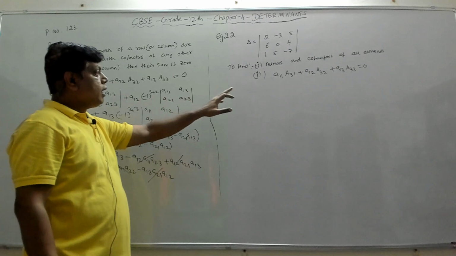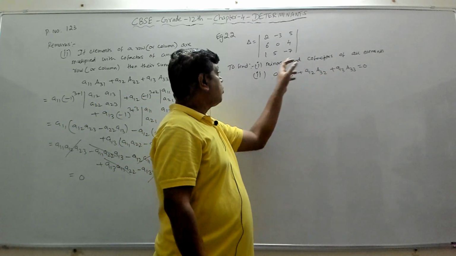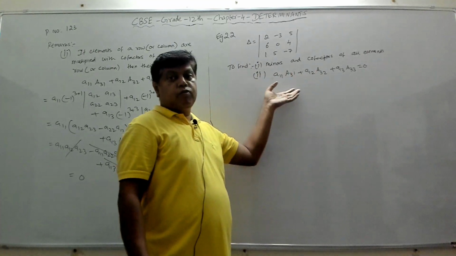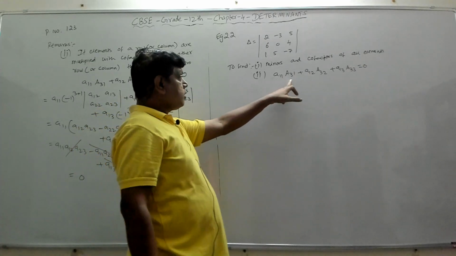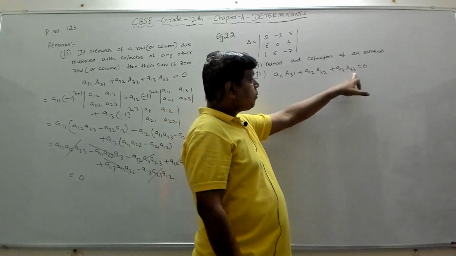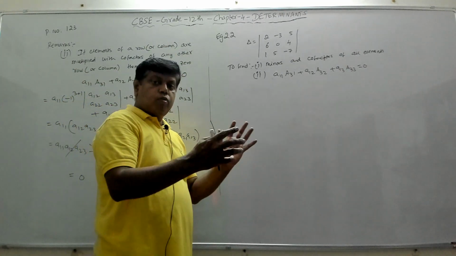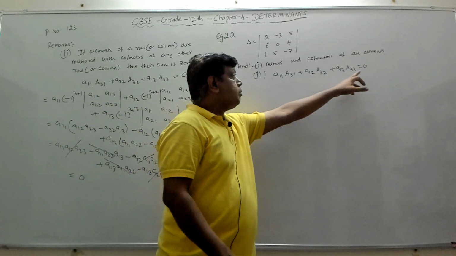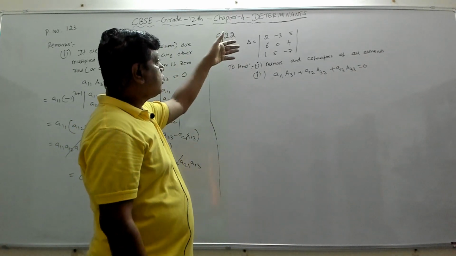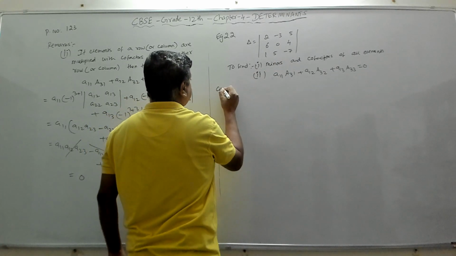If you multiply the elements of row 1, a11, a12, a13, with the cofactors of row 3, because A31, A32, A33 are the cofactors of the elements of row 3, and then add them after multiplying, the value will become 0. We have to verify that for this particular determinant. Now first, let's find the minors and cofactors of all of them.